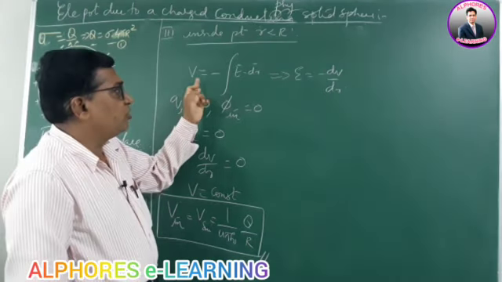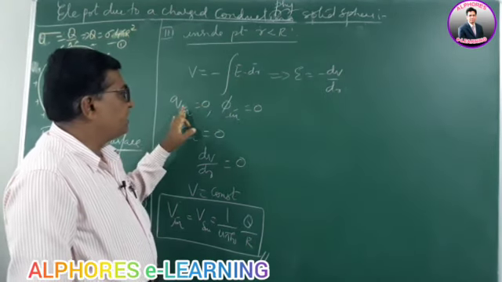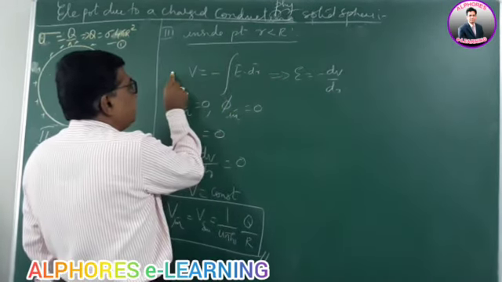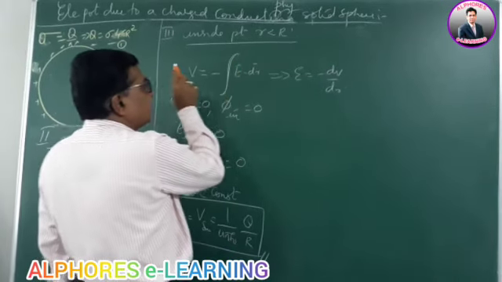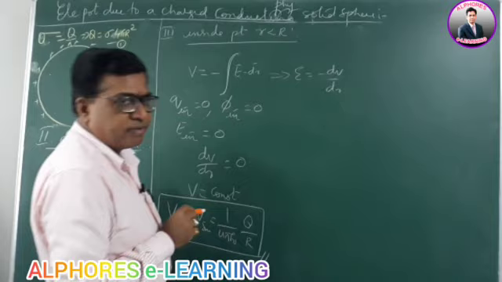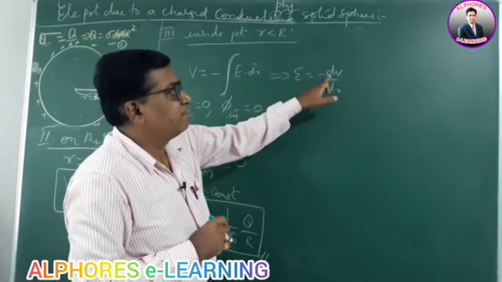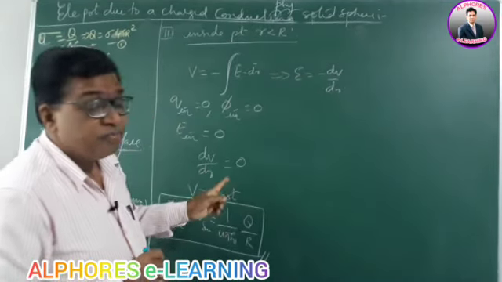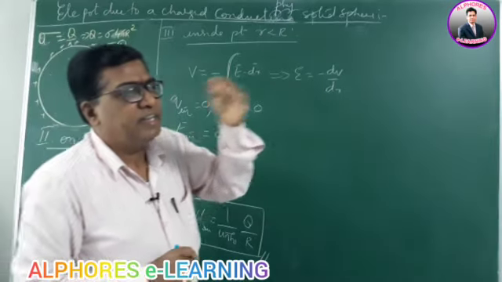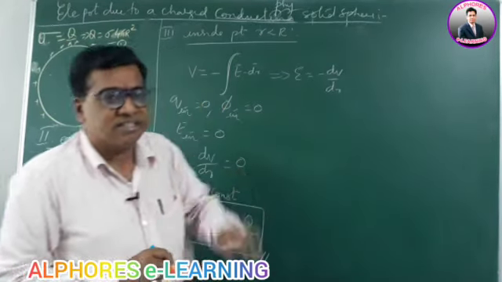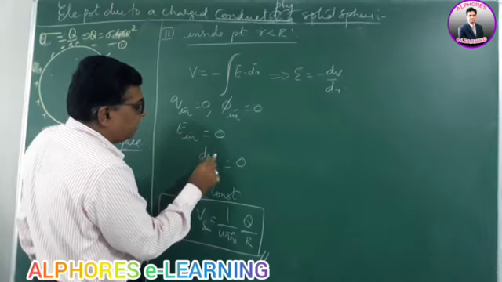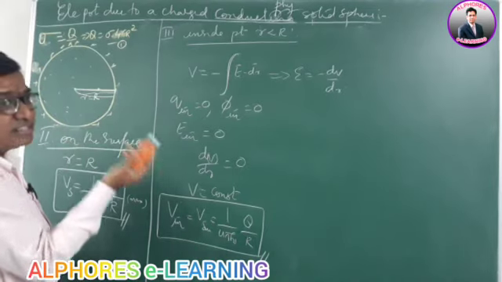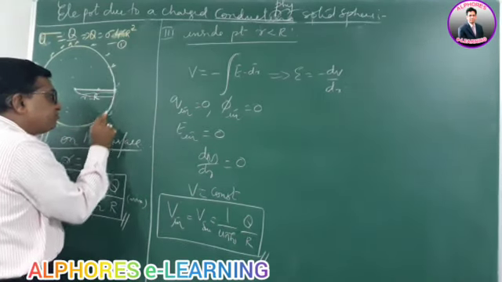Right? So potential is minus integral E dot dr. At any inside point, the charge is 0, flux is 0, and the electric field is 0. Electric field is minus dV by dr, but at any inside point, electric field is 0, so dV by dr is 0. According to mathematics, if the differentiation of a function is 0, then the function is a constant function. So V is constant at any inside point. Constant what? Same as on the surface.